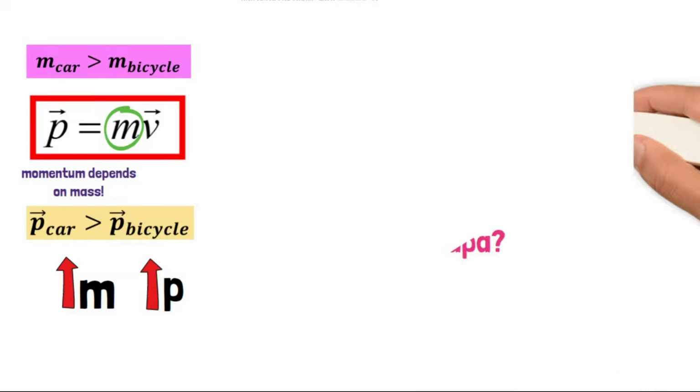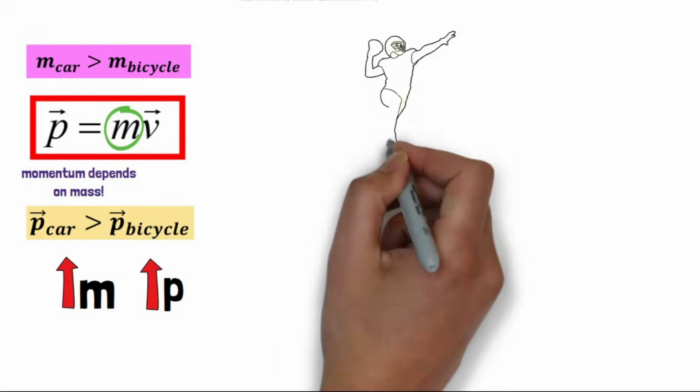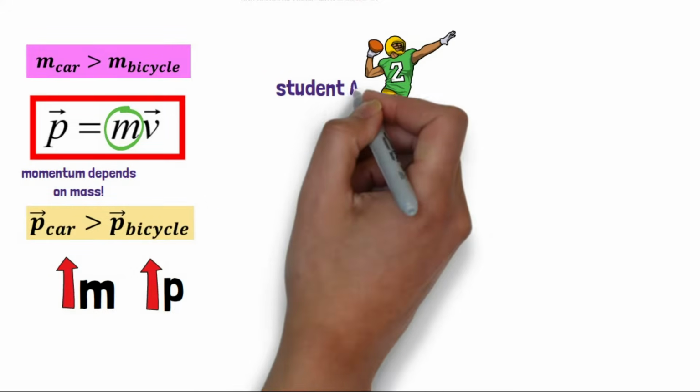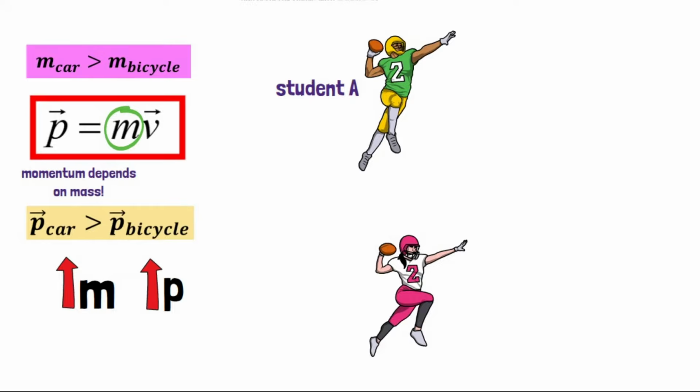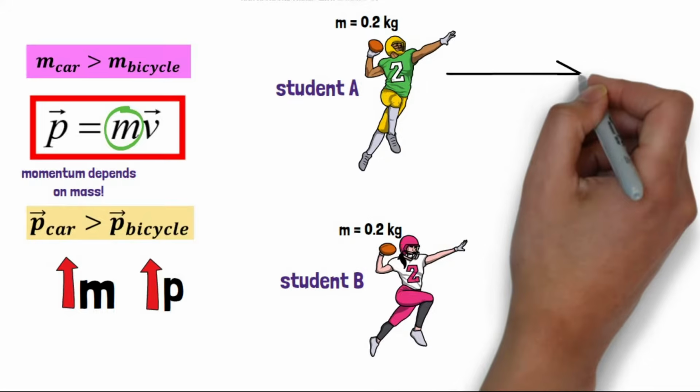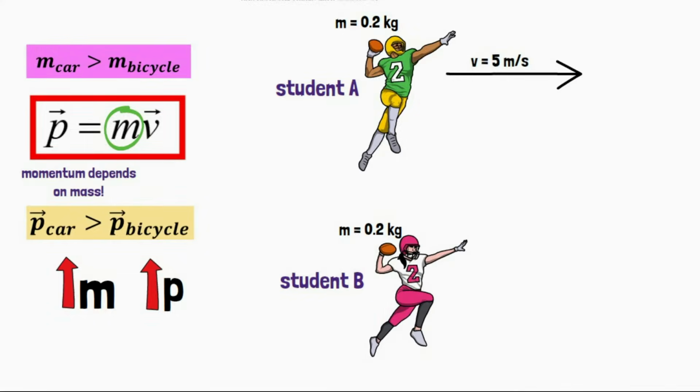Okey, sekarang kita cuba tengok satu lagi contoh di mana kita ada seorang student A dan kita ada student B, di mana kedua-dua pelajar ini akan baling sebiji bola with the same mass which is m equal to 0.2 kg to the right dan velocity of the ball from student A is 5 meter per second, where velocity from the second student B is 1 meter per second. Kita nampak ya perbezaan velocity dari kedua-dua pelajar tersebut.